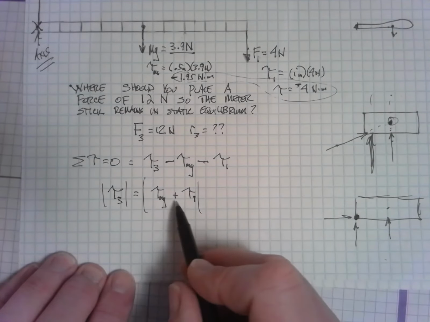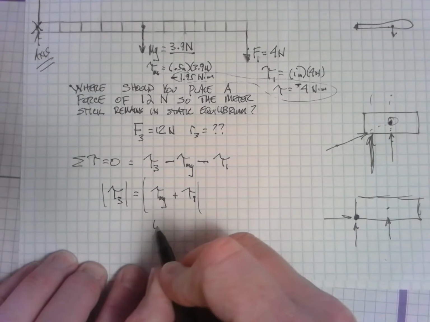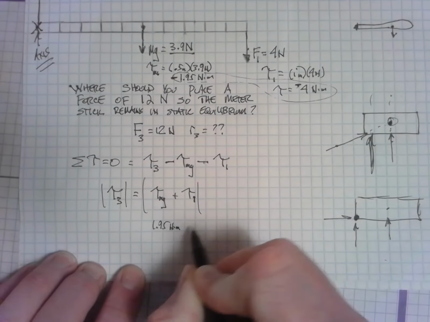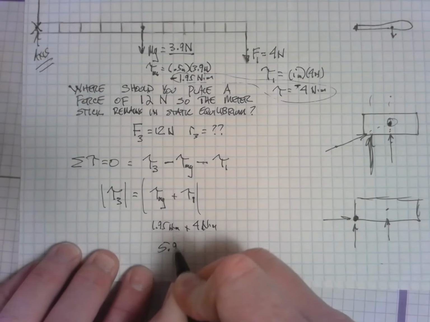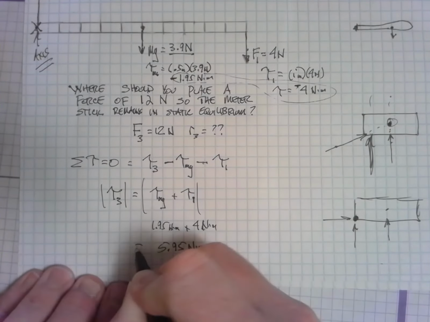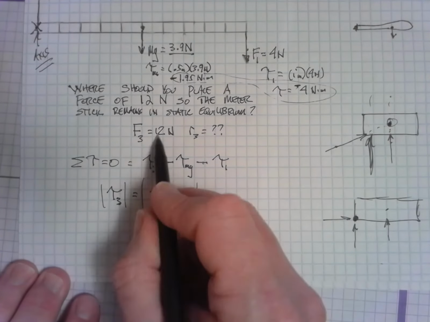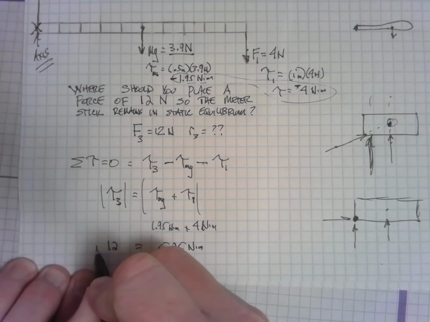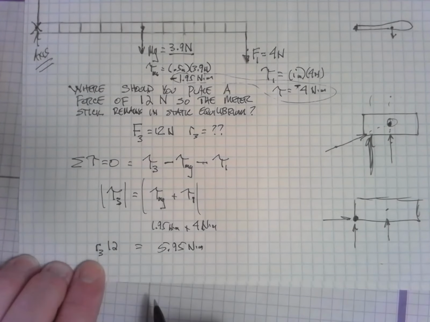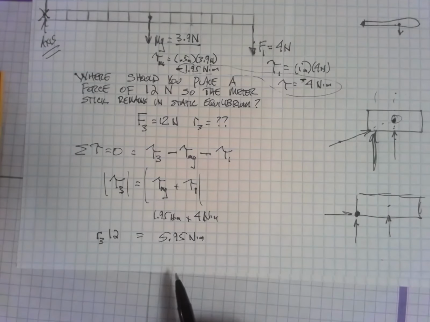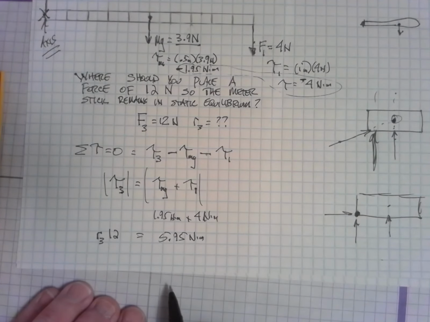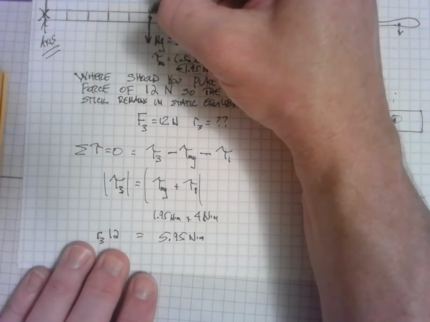So what do we got here? Well, I got 1.95 newton meters plus 4 newton meters. So I have 5.95 newton meters. Over here, I know the force, that's 12, but I don't know r3. I don't know how far I'm going to place it. So if I divide both sides by 12, so if I take 5.95 divided by 12 newtons, then it tells me I need to place it at 0.496, so darn near the middle point of this, actually.